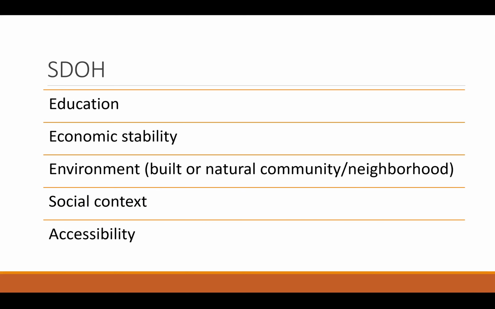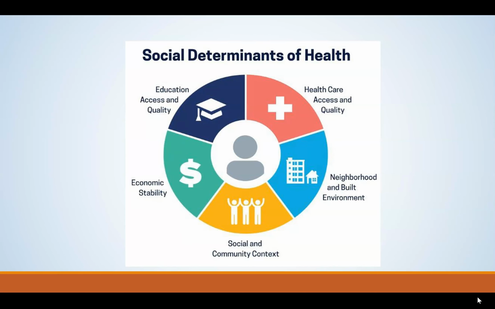These social determinants of health fall into 5 categories. According to the Centers for Disease Control, there is education, economic stability, the natural or built environment where someone lives, works, or plays, social context, and accessibility to healthcare or quality healthcare services. According to the Centers for Disease Control, these 5 social determinants all impact individuals. And so what we're going to look at now is each of the 5 social determinants of health and talk about how they can actually impact someone's level of wellness.